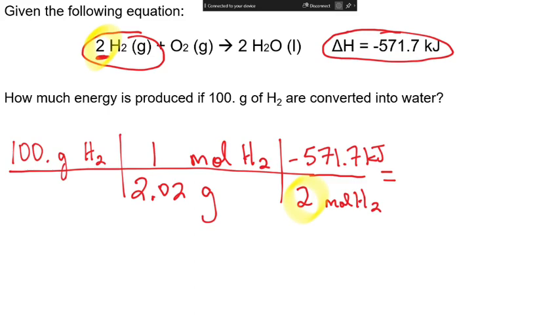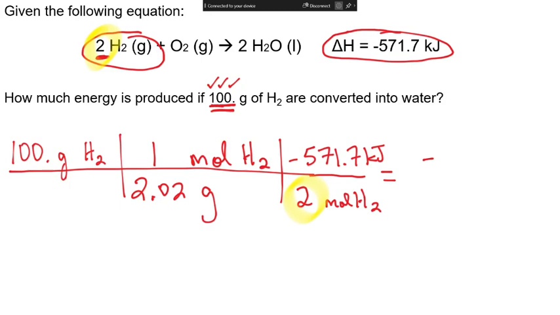I'm going to do 100 divided by 2.02, and I'll say times 571.7 over 2. And then, so that's going to give me 14,221. I'll go back up to what was given to me in the question. That's the data I started with. I started with 3 sig figs. So I'm going to call this 14,200.